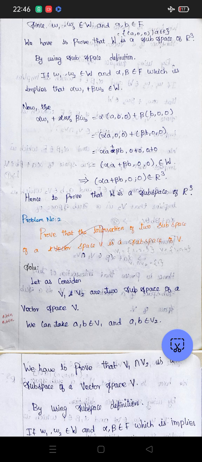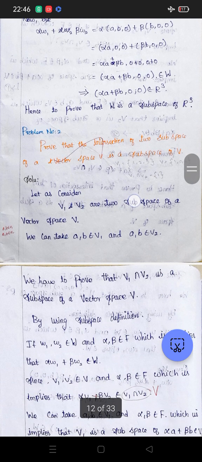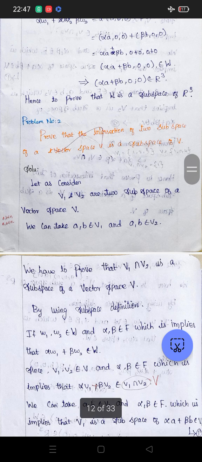Second one is an important 8 mark question. Prove that the intersection of two subspaces of a vector space V is a subspace of V. Okay, here we prove that the intersection of two subspaces of a vector space V is a subspace of V. Can you understand this problem?